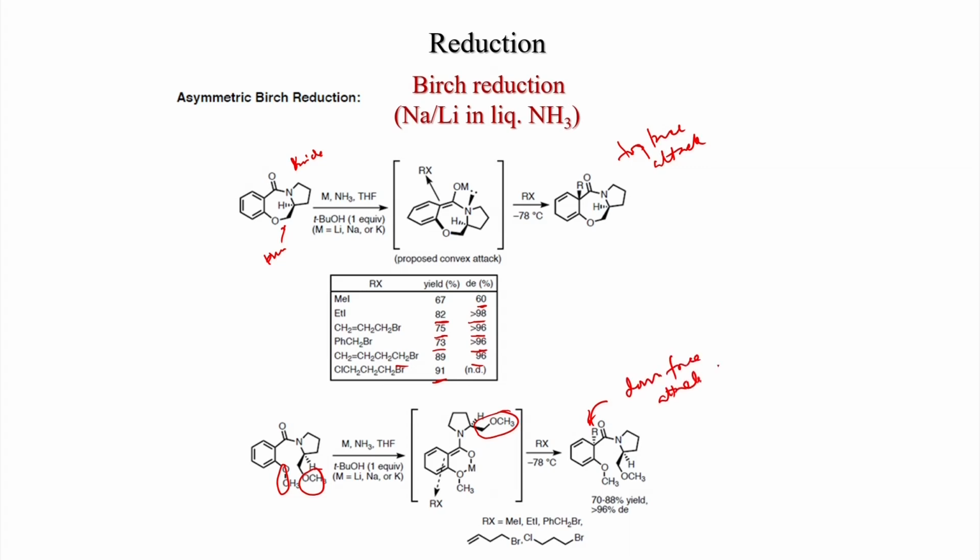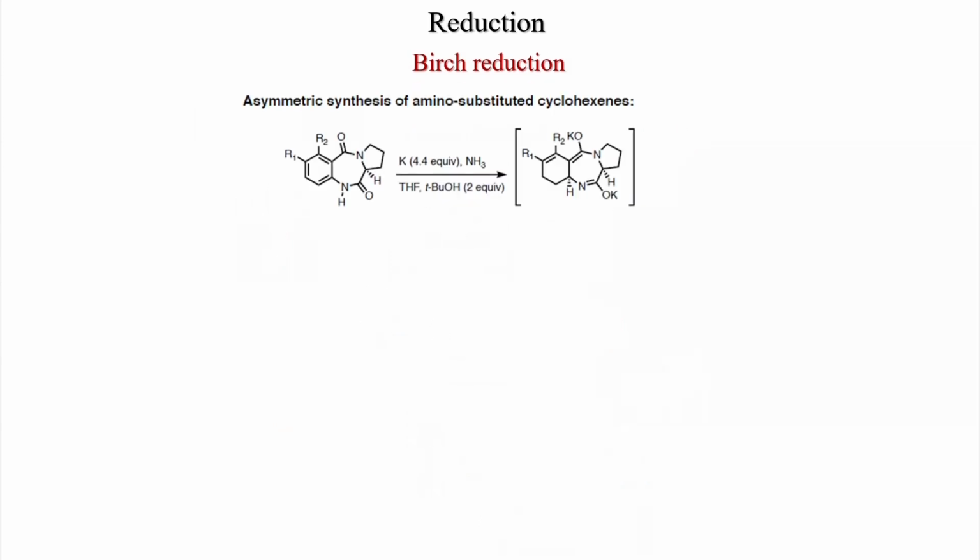The R group will come from the bottom, and you get this kind of cyclohexadiene system. Here RX can be defined as in the earlier case: methyl iodide, ethyl iodide, benzyl bromide, another alkyl bromide, and a Cl and Br containing alkane. The important thing is that opposite facial selectivity is observed. When it is a cyclic system you get the convex attack, and when it is open you get the concave attack.